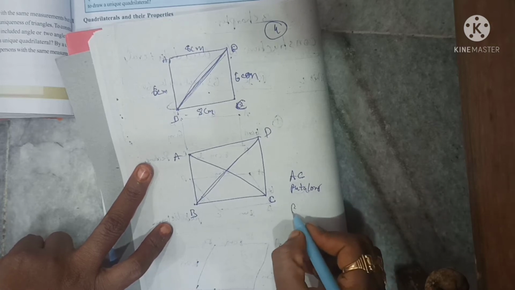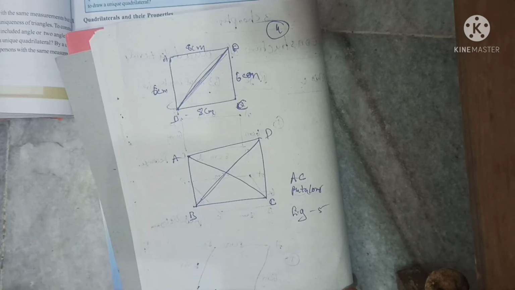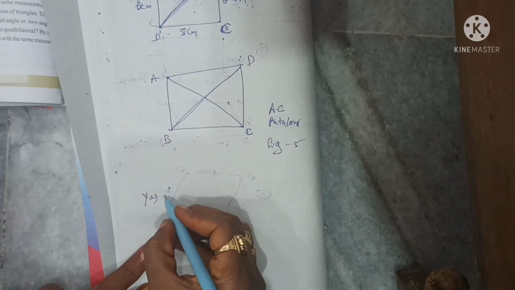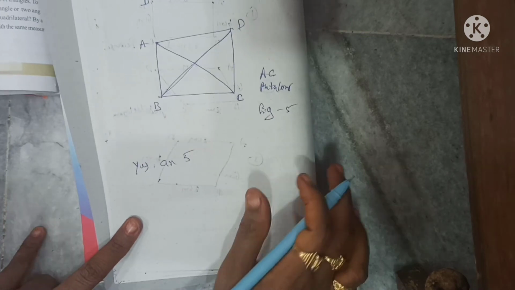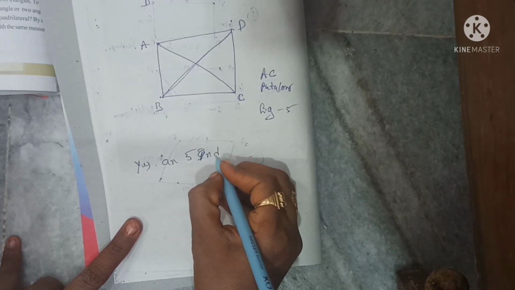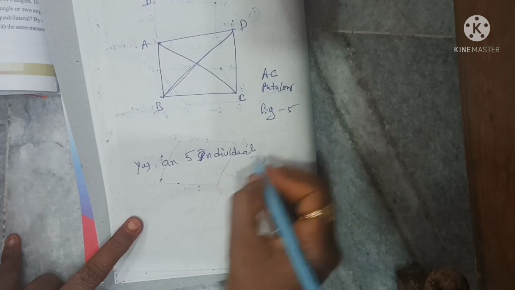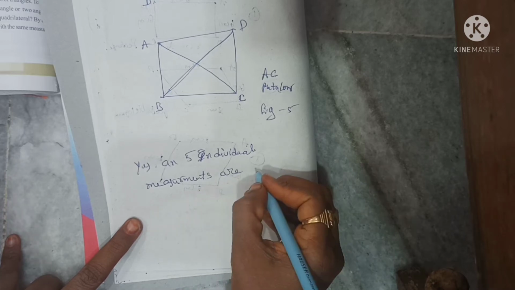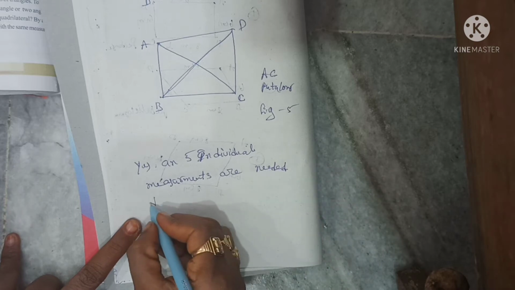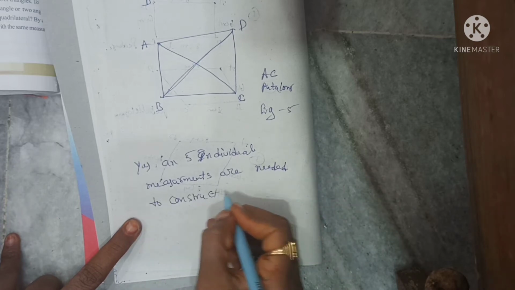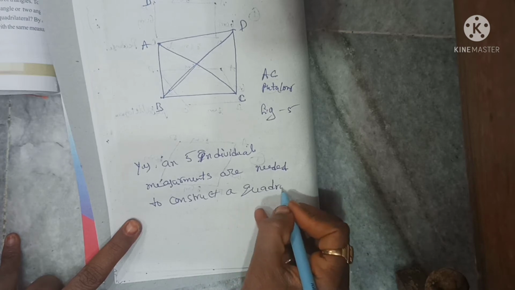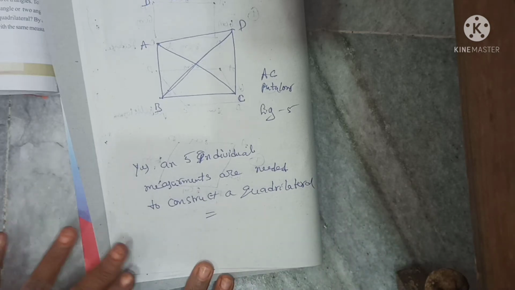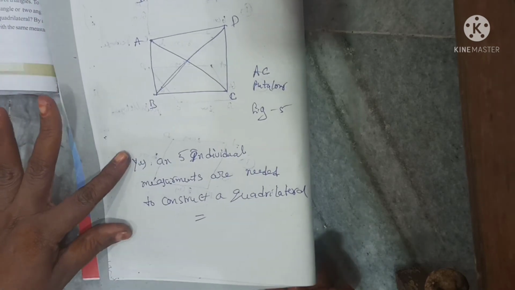Put along figure 5. What is being asked here? Any 5 individual measurements are needed to construct a quadrilateral. This is the answer. Arrange the fifth one and write the answer.